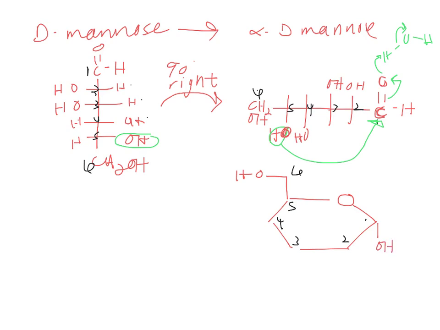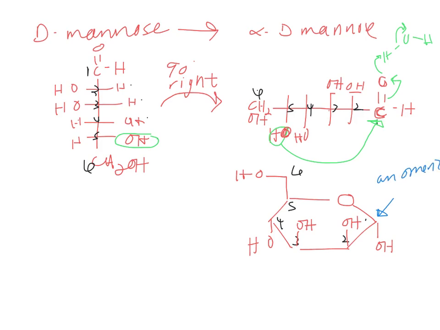Now the reason that we rotate 90 degrees to the right is because they're already in the up or down position that they need to be. So both on carbons 2 and 3, they're both going up instead of down. And then carbon number 4, the OH, is going down. Ta-da! So that is alpha D mannose. And again, remember that this carbon right here is anomeric.